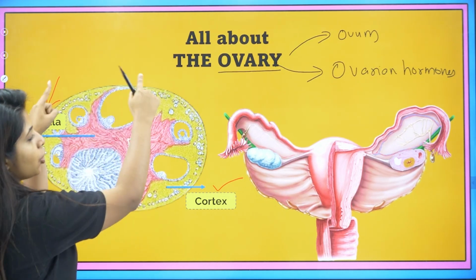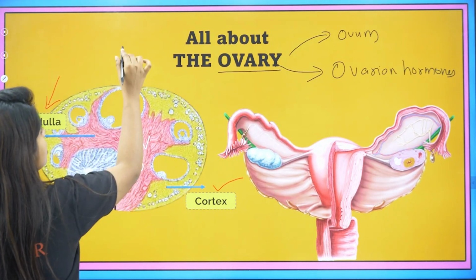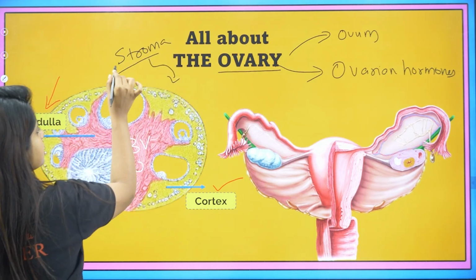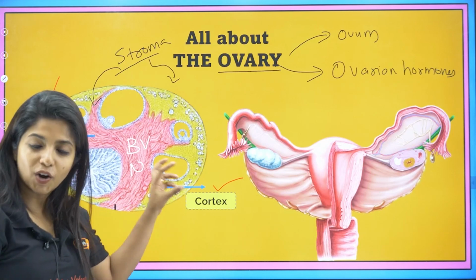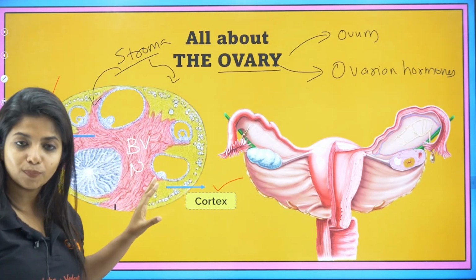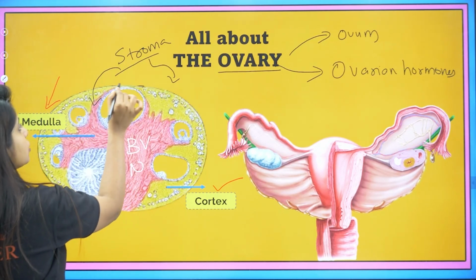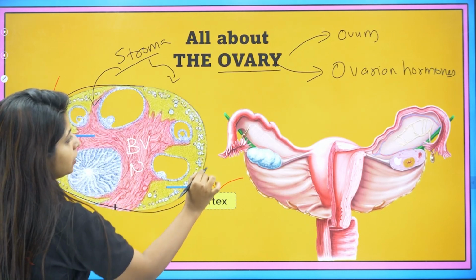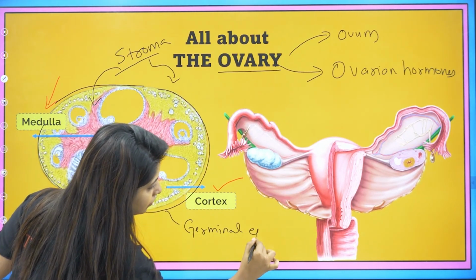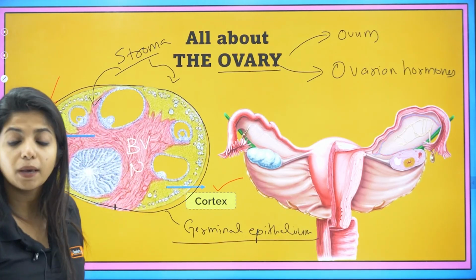So basically, inside the ovary, the whole structure that you see together is known as the stroma, and the stroma is divided into the outer cortex and the inner medulla. In the cortex, the egg formation takes place. In the medulla, you have the blood vessels and the nerves. Now the whole ovary is actually surrounded by an epithelial tissue. What do you call this? You call this the germinal epithelium. It's a covering to provide protection.